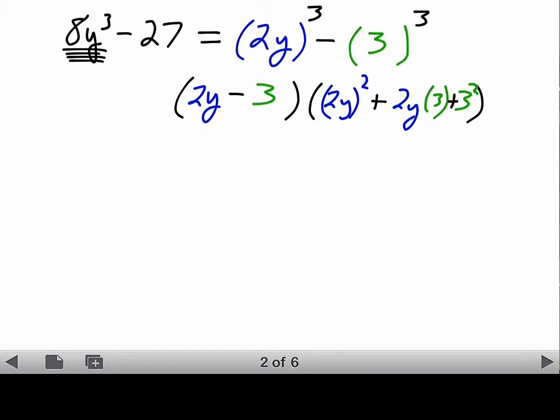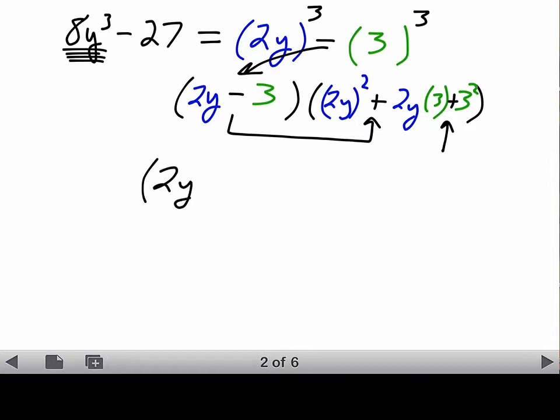Notice we're using SOAP. In the first set of parentheses, we have the same sign. From that to the next parentheses, we have the opposite sign. Finally, the last term is always positive. Simplifying inside the second set of parentheses gives us our answer.